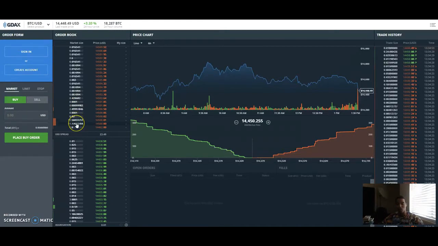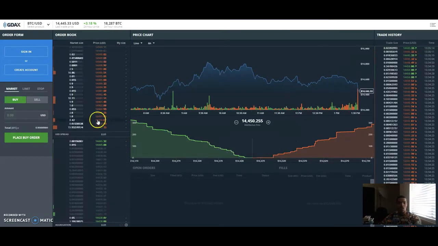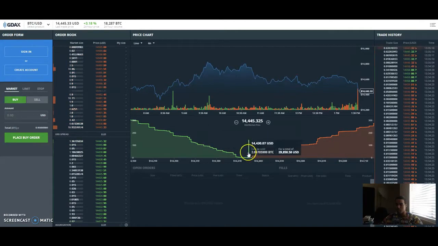So anytime a sale order at a certain price is filled, the price of the asset is going to tend to go lower. And in the inverse, if a large amount of buy orders are filled, the price will tend to go upwards. Simple supply and demand. So here we'll see the price chart moving in real time, reflecting the price as it's best estimated based on all of these sale orders that are being fulfilled.